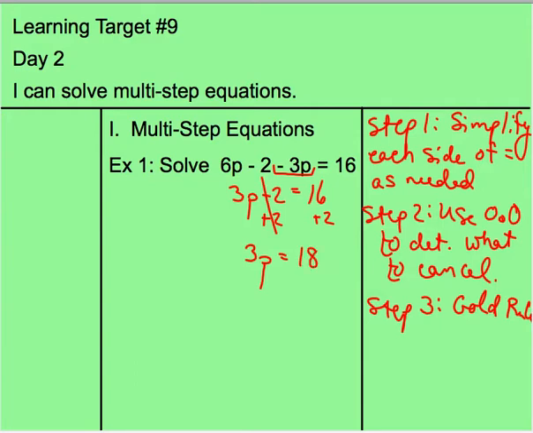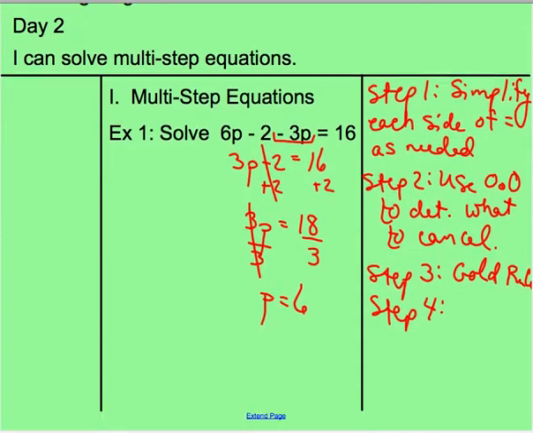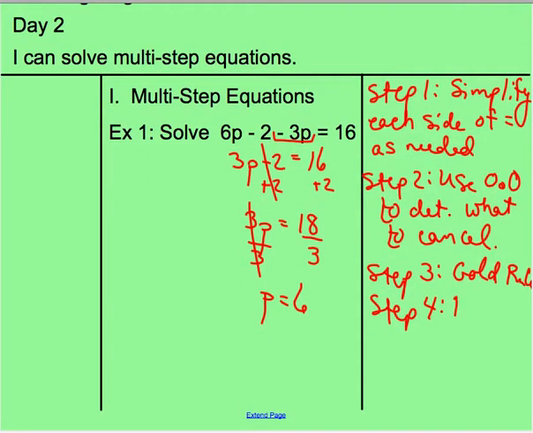16 plus 2 gives me 18. So now all I have left is 3 times p. So to cancel my multiplication, I will divide. Again, on the side with the variable, I'm not actually dividing, I'm canceling. Simplifying to p, and then 18 divided by 3 is 6. Forgetting my process, I'm still not used to this. So step 4, I repeat steps 2 and 3 as needed.